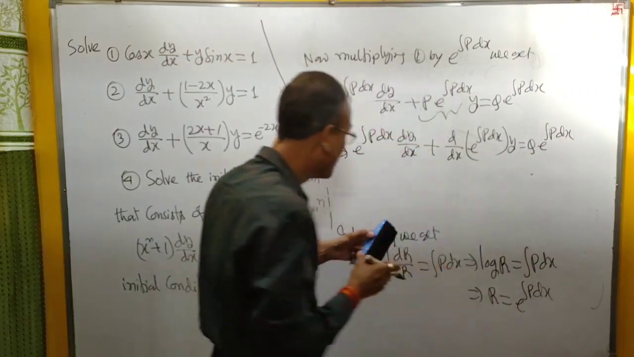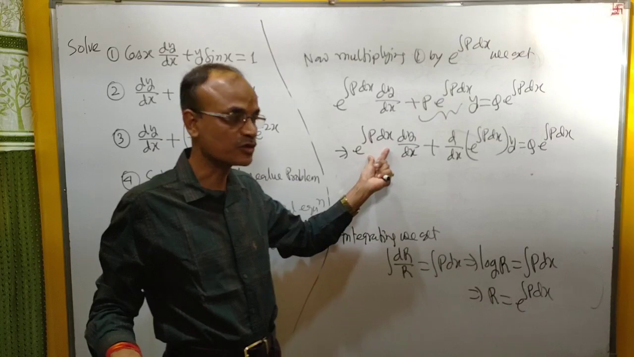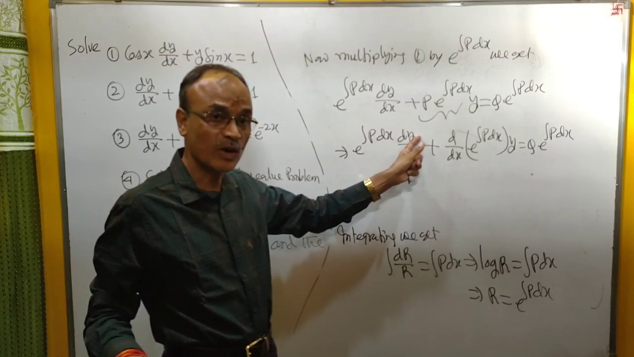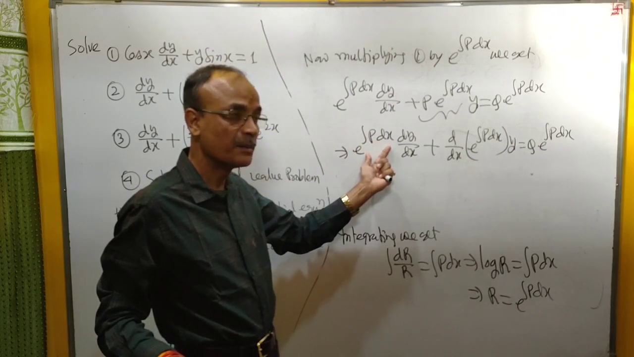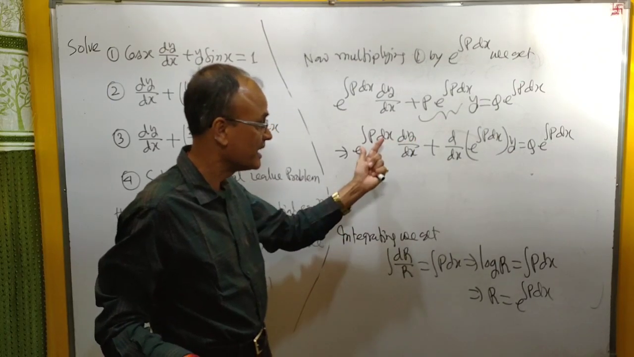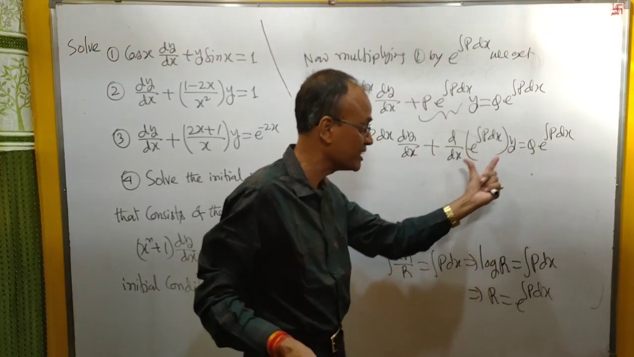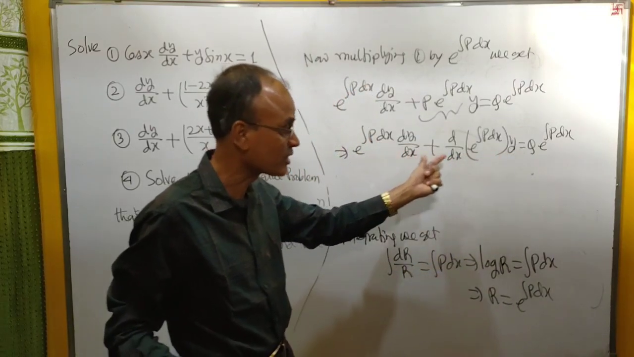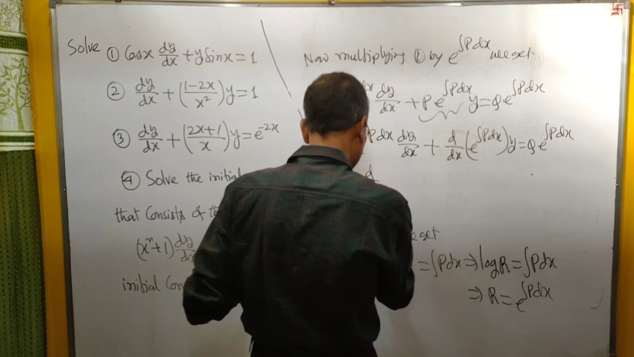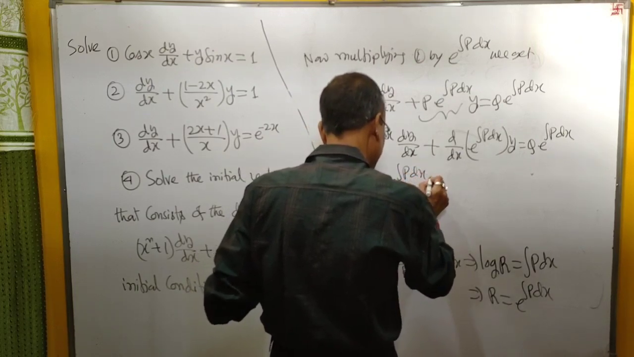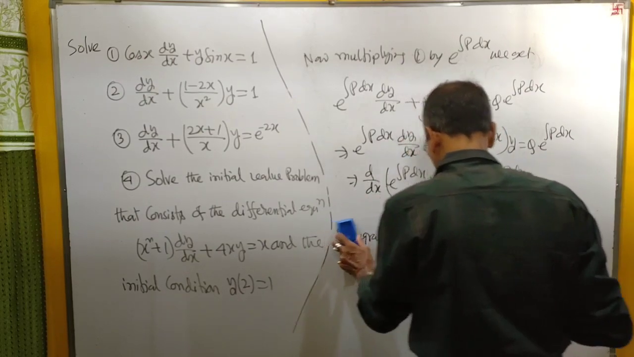Now on the left hand side, treat e to the power integral p dx as the first function and y as the second function. Then, first function into the differentiation of the second function, plus second function y into the differentiation of the first function. You will get d/dx of e to the power integral p dx times y equal to q times e to the power integral p dx. You will get this one.